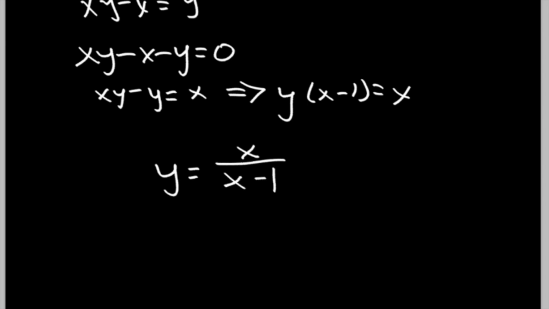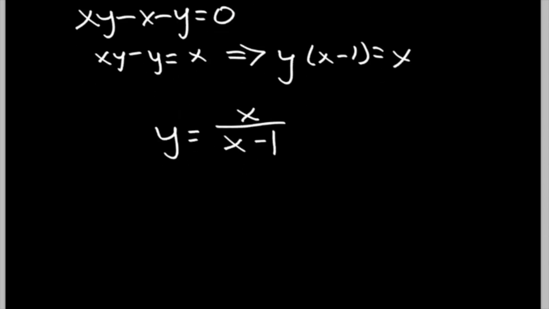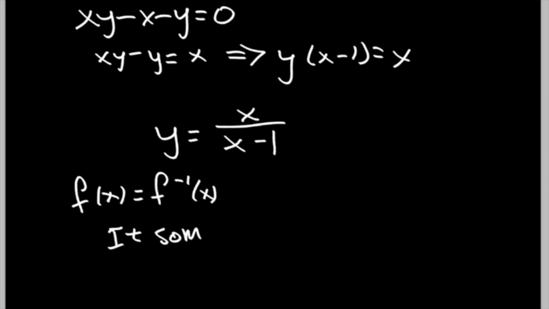Hey, that's interesting. That's the same as the original function. Will this always happen? No. But it can. So in this case, f of x is the same as f inverse of x. Sometimes you'll get an inverse function that is exactly the same as the original function. Sometimes you won't. How will you know? Well, you just do it, and then you'll see if you get it or not.